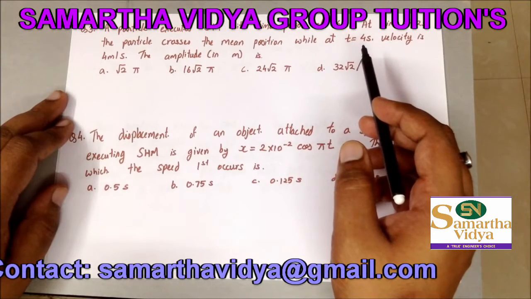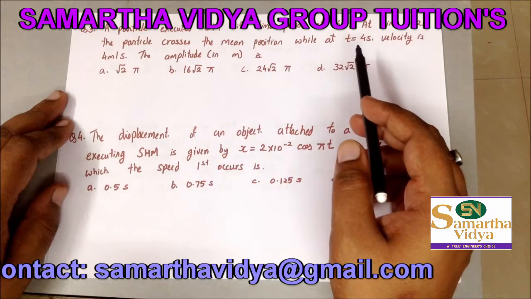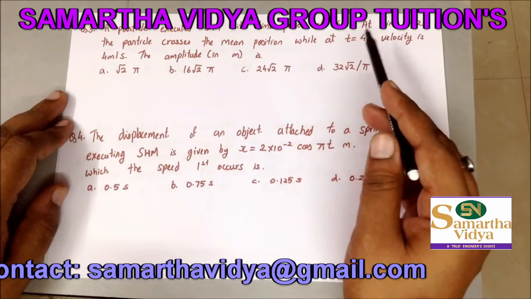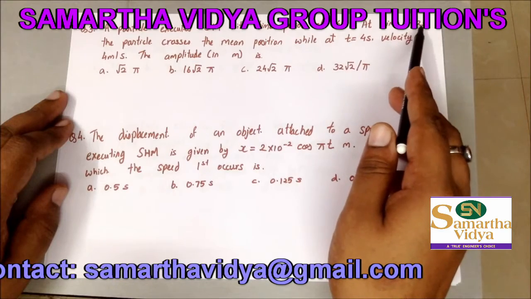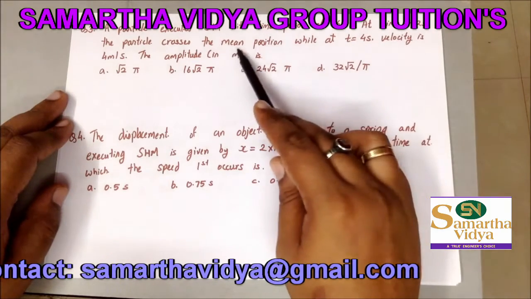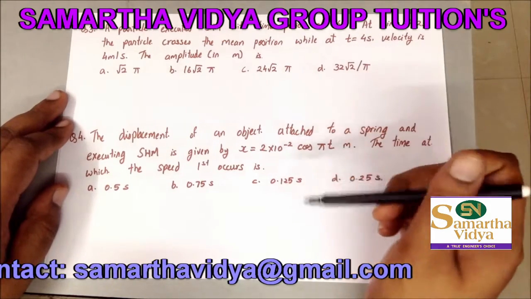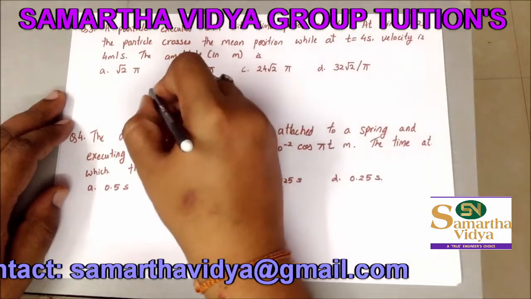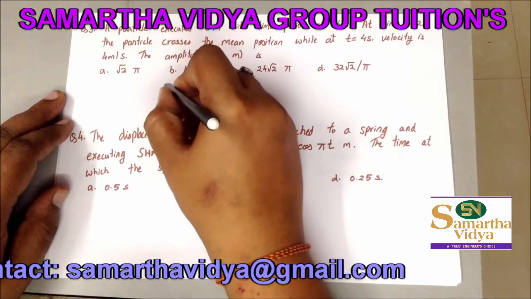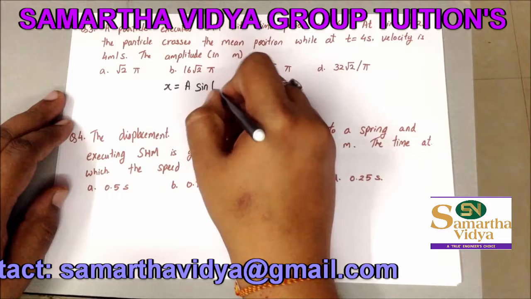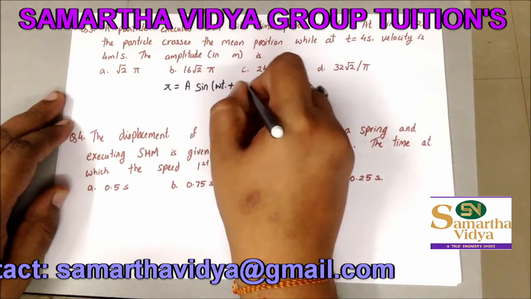In the next question we have an SHM with a 16-second time period, and I need to find what its amplitude is going to be. The information given to us is that at time t equal to 2 seconds the particle is crossing the mean position, and at time t equal to 4 seconds the velocity is 4 meter per second. So let us assume that the equation of the SHM is x is equal to a sine omega t plus phi.